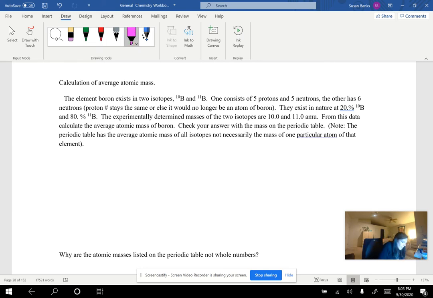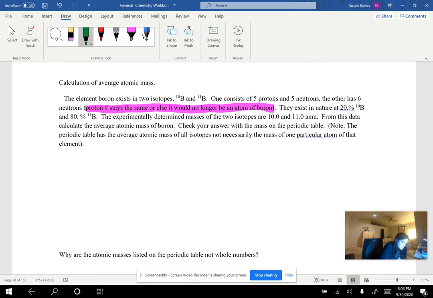Remember, proton number has to stay the same, because if the proton number does not stay the same, it's no longer boron. Okay, so it's going to be 5 protons and 6 neutrons to add up to 11 for that mass of 11. They exist in nature. Boron 10 is 20%, and boron 11 is 80%. So how am I going to calculate that average mass? The masses are 10 and 11 AMU respectively. So boron 10 is 10, boron 11 is 11.